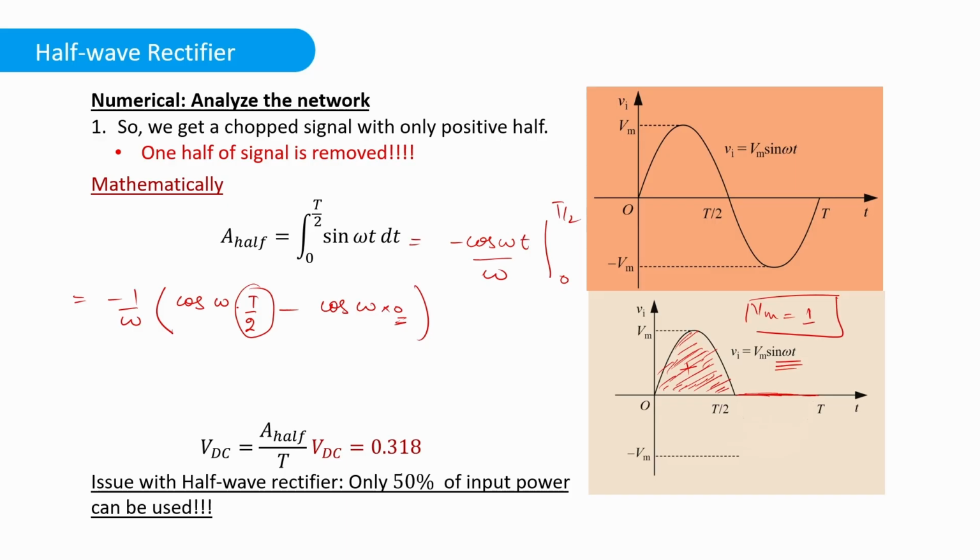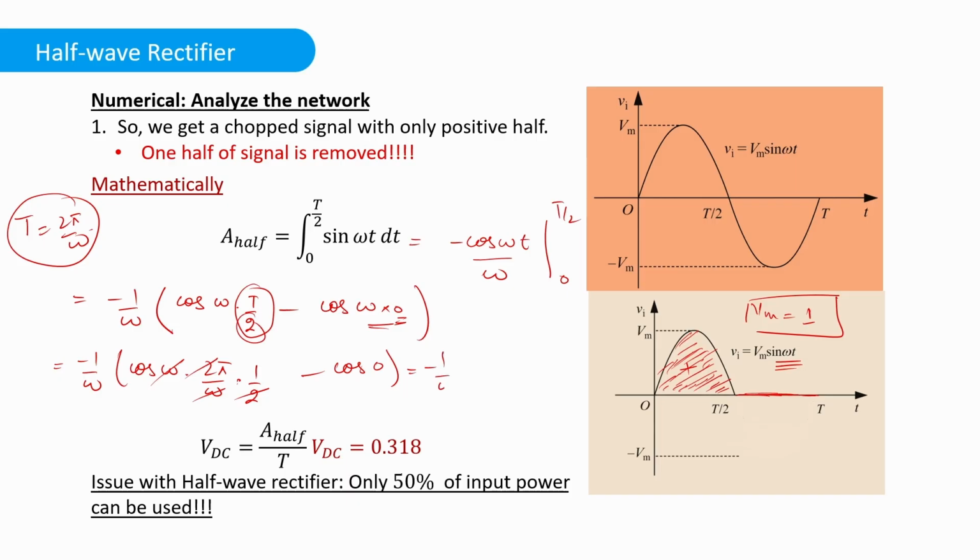Now we know that for this time period, we have the formula T equals 2 pi by omega. We substitute this T value over here. So this becomes minus 1 by omega times cos of omega times, now T is 2 pi by omega, and then we have this 1 by 2 as well. This 2 will cancel out this 2, and this omega will cancel out this omega. And the other term becomes cos of 0 because 0 times omega is 0.